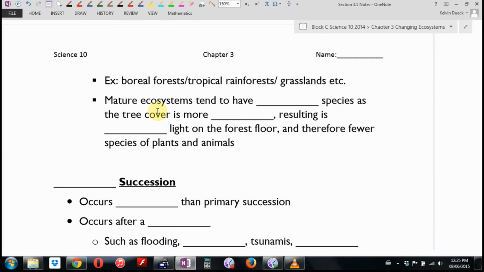Mature ecosystems tend to have actually fewer species, as the tree cover is more dense, resulting in less light on the forest floor and therefore fewer species of plants and animals. This is kind of counterintuitive. A lot of people would say, wasn't there more life forms in a forest? Actually, hey, remember the two most important things were temperature, precipitation, temperature, light, sunlight. Less sunlight, you get fewer life forms.